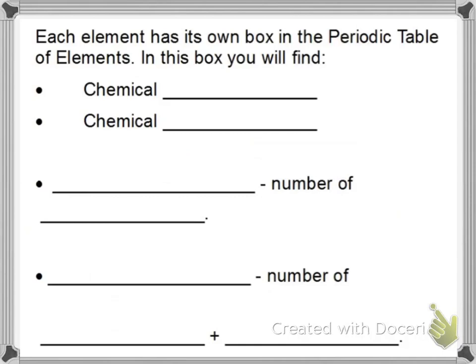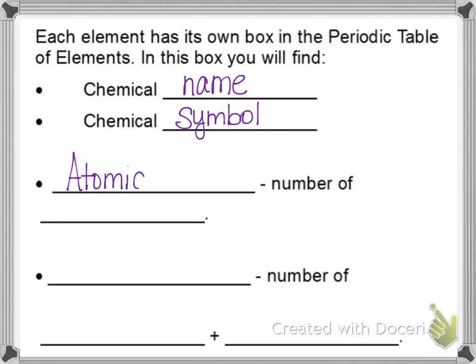Okay, but for now, you need to know that each element has a box that has its chemical name in it. It also has its chemical symbol, has its atomic number. And you need to know that its atomic number is its number of protons. Remember, those protons are those positively charged particles, I guess, or pieces, I should say instead of particles, those pieces that are found inside of an atom.